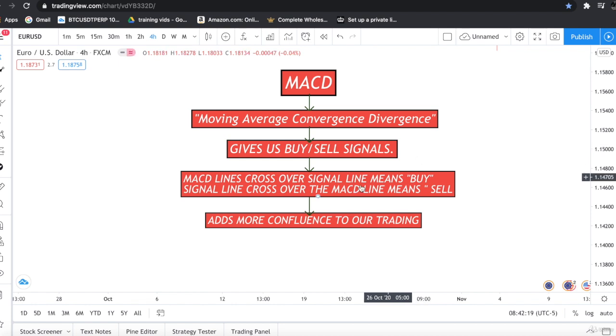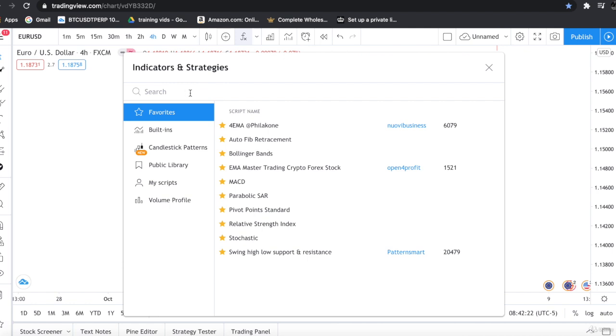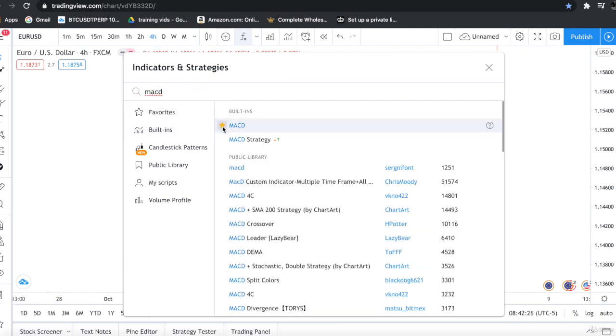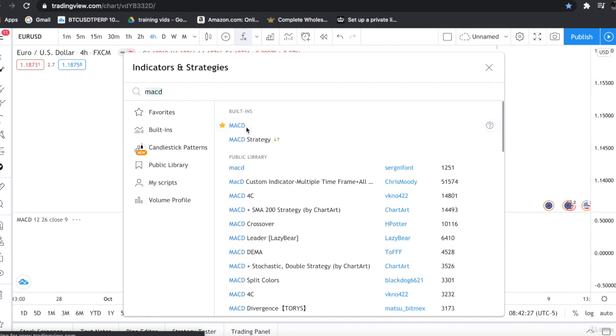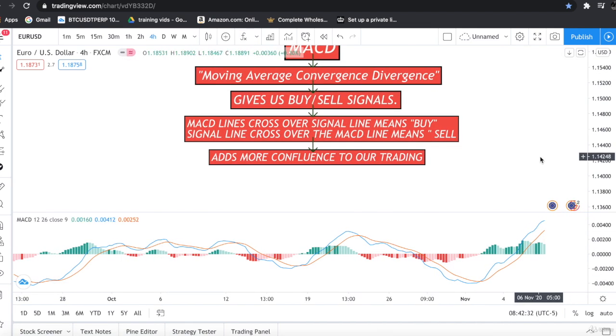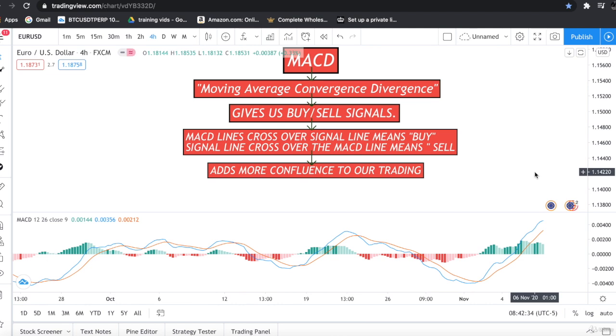We have to go to the indicator section and simply write MACD. This is the MACD indicator. Apply it to the charts. We got the MACD indicator over here. Now the MACD indicator has two lines, the MACD line and the signal line. This is the standard color of the indicator. Later on we can customize it. Whenever you apply the MACD indicator, you will have this type of colors on the indicator.